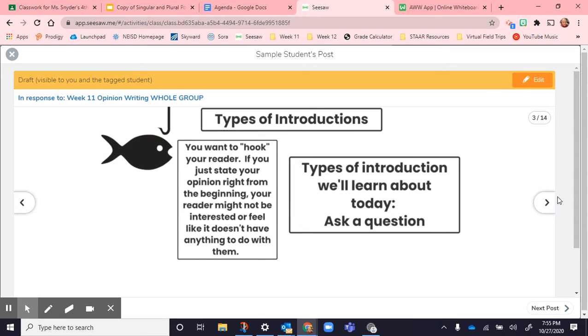Then we're a little ahead of schedule. We're talking about types of introductions. The type that we talked about first is asking a question. This is one way that you can hook your reader. It says you want to hook your reader. If you just start off by saying your opinion right from the beginning, your reader might not be interested or feel like it doesn't have anything to do with them.